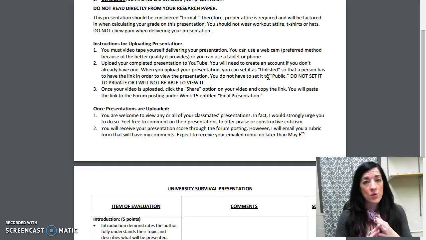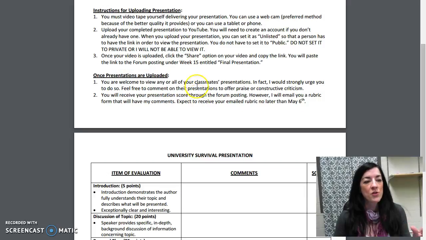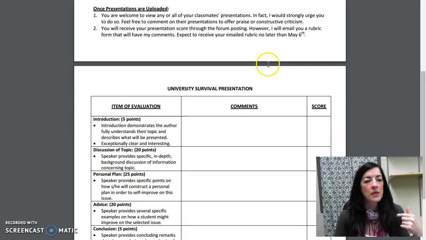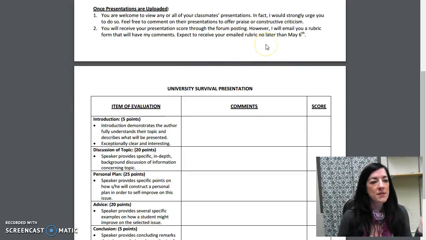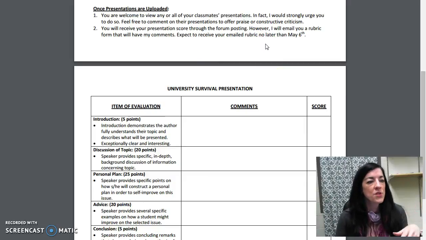If you don't have a YouTube account, or have never done this before, you need to be practicing with this. Do not wait until that Sunday night to do all of this, because that will ensure that you won't be able to upload it. Okay, so make sure that you have enough time to do that. Once you've got your video uploaded, you'll be able to click the share option in YouTube, and you can just copy and paste that link into the forum posting. Obviously, you're welcome to view all your classmates' presentations. I would welcome you to do that.